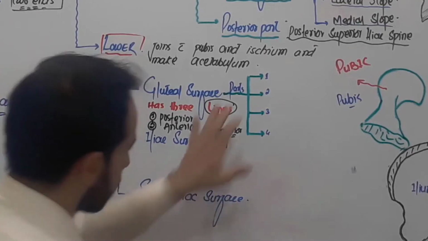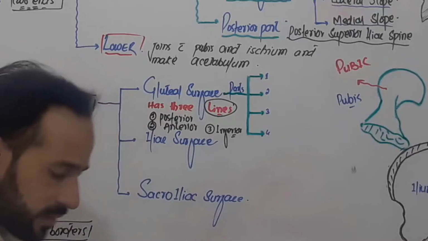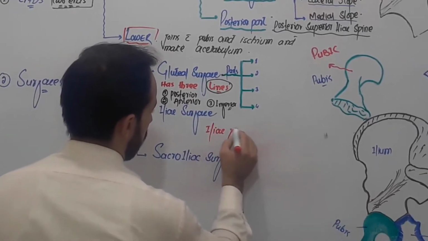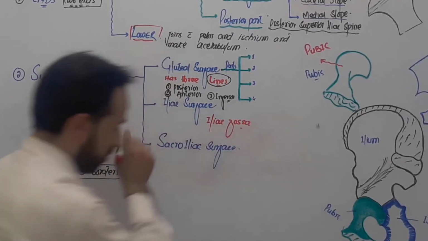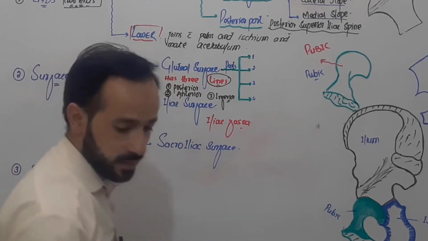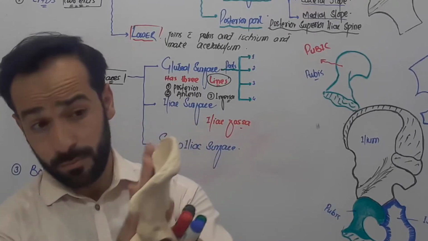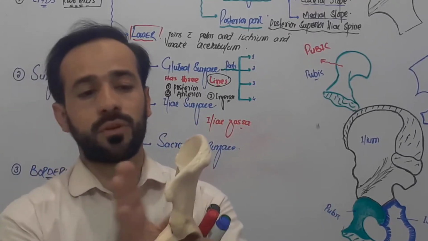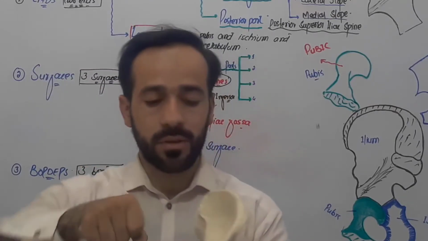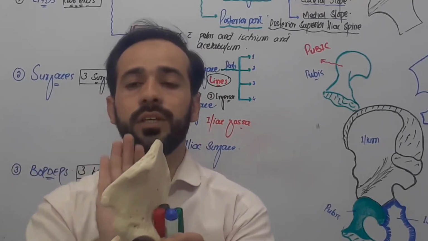Then there is the iliac surface, right? This iliac surface has a very important part which is called the iliac fossa. Iliac fossa, and I will show you this iliac fossa also. And then there comes the sacroiliac surface, which is the rough part, the posterior surface of this iliac bone, with which the sacral vertebra will join and make the sacroiliac joint here, right?